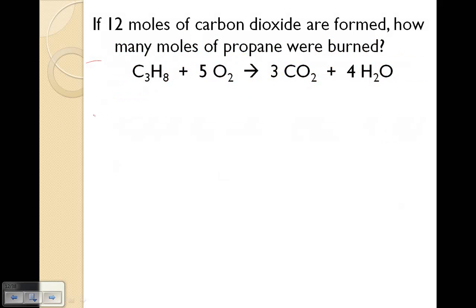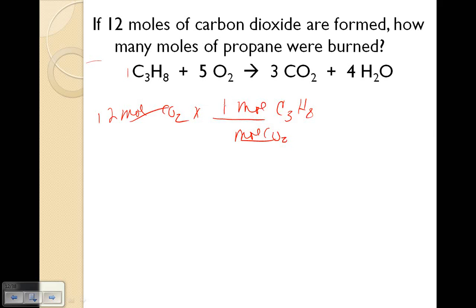So that's the equation. If I have 12 moles of CO2, and we want to know how many moles of propane were burned, I'm going to need moles of CO2 down here, so this cancels, and I'm going to want moles of propane up here. This is balanced, so this is a 1. Moles of CO2 is a 3. So I'm going to have 12 divided by 3, which is 4 moles of propane.